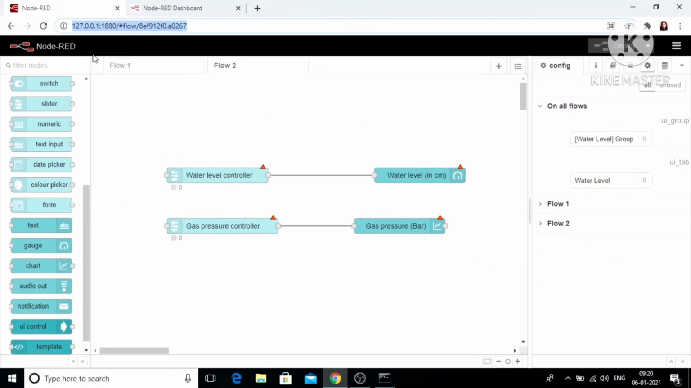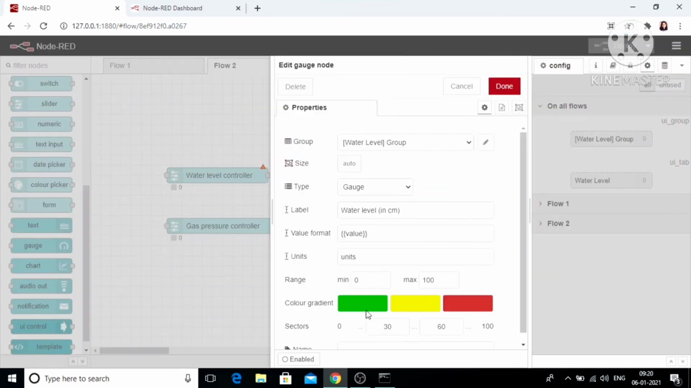Second part of the assignment, in which I have used the Node-RED interface for creating the dashboard. This is my water level controller, and this is the water level in centimeters. This is the gas pressure controller, and this is the gas pressure in the form of a bar chart. Now you can see here that between 0 to 30 it will show green color, between 30 to 60 yellow color, and after 60 it will show red color.